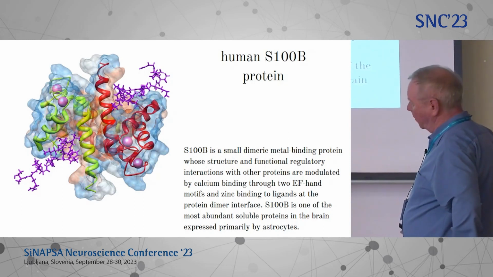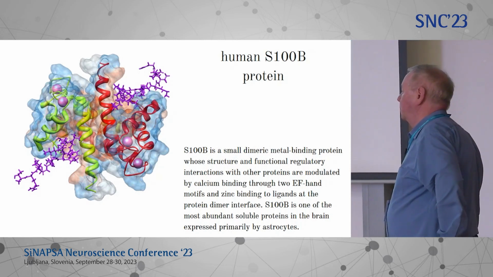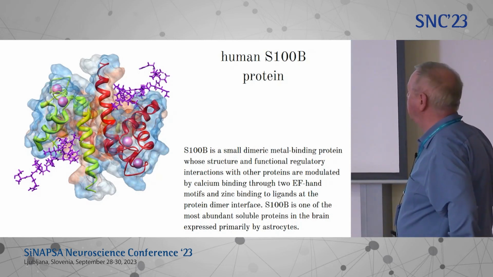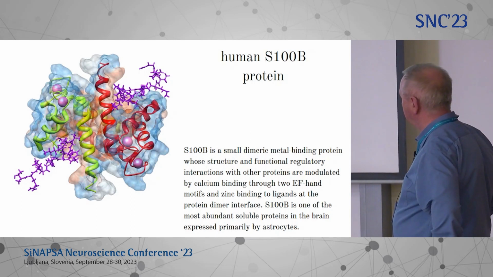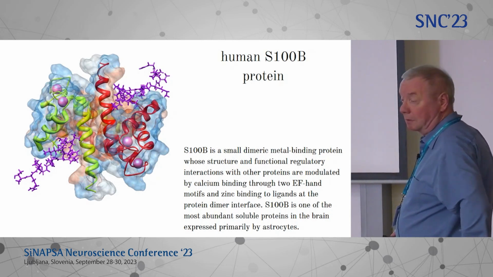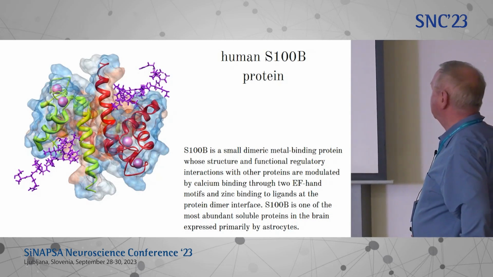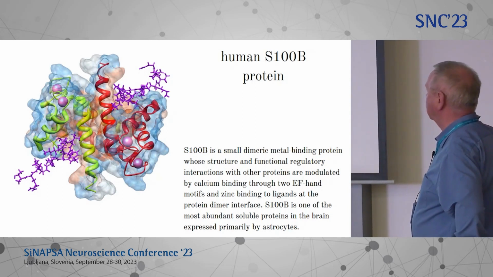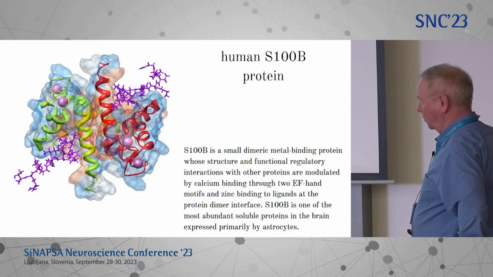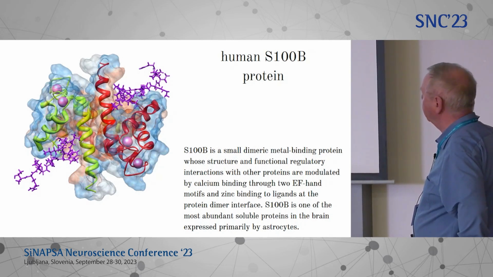The whole S100 family in humans contains 23 members, but S100 beta is one of the best studied. To now, this is one of the most abundant soluble proteins in the brain. I think it's around 0.05% of all protein in the brain. It is S100 beta.